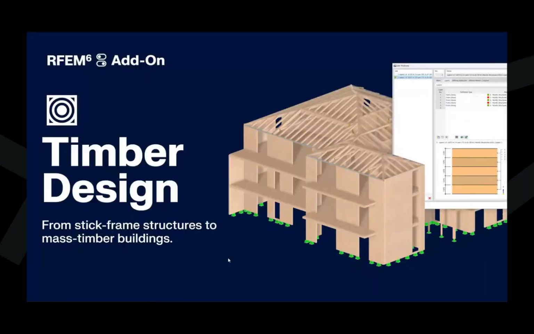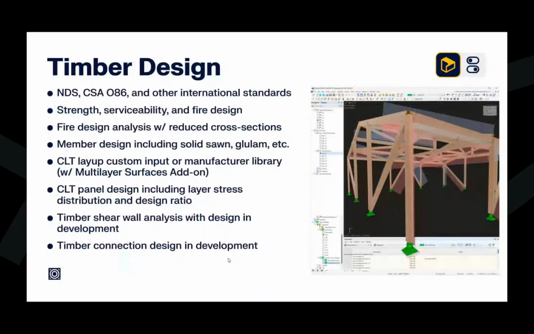So now we have timber design. So we're kind of moving a little bit more into maybe the capabilities that are not available in all structural analysis programs. So we have the ability to design everything from stick frame structures clear up to multi-level mass timber structures. The NDS and CSA 086 are included, as well as any other standard that we offer, where we will carry out the full strength, serviceability, and fire design of both members and CLT surfaces.